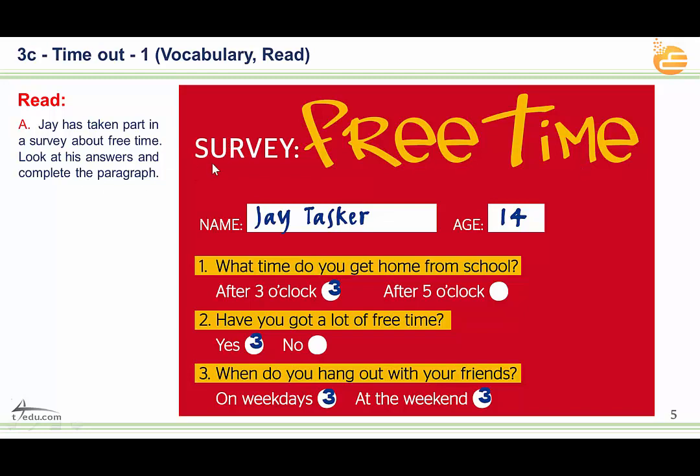Okay, let's see. The survey is about free time. Name, Jay Tasker. Age, 14. Number 1. What time do you get home from school? After 3 o'clock or after 5 o'clock? Jay answered with after 3 o'clock. I changed it to green just to be clear for you, so you can see them clearly. But it's Jay Tasker's answers. Number 2, have you got a lot of free time? Jay said, yes. Number 3, when do you hang out with your friends? He said, on weekdays and at the weekend. Both.